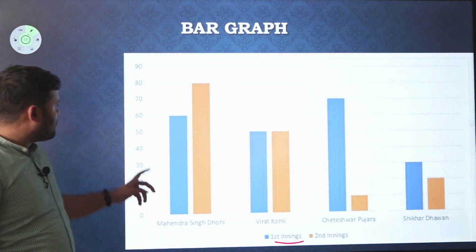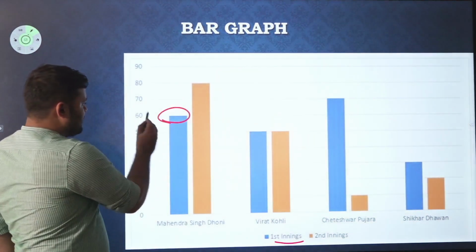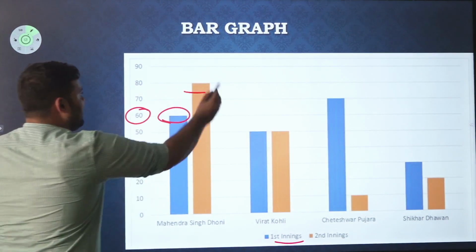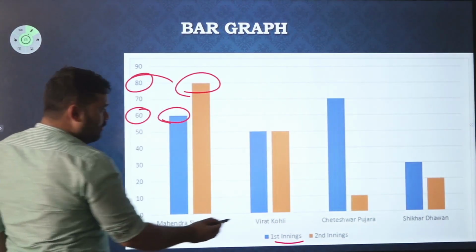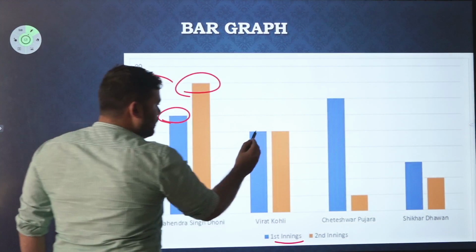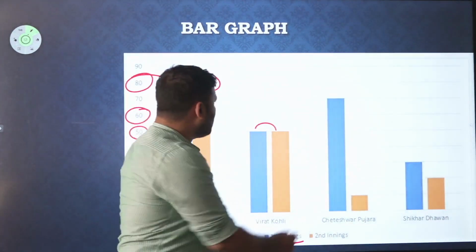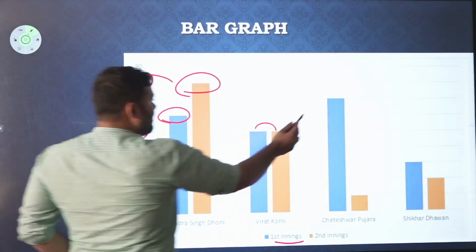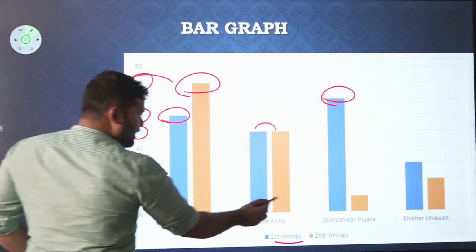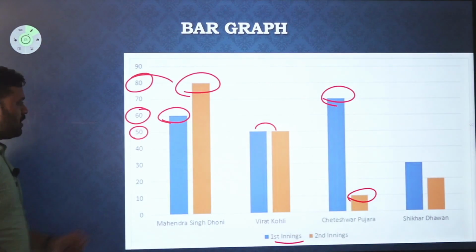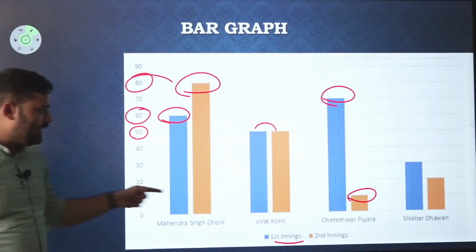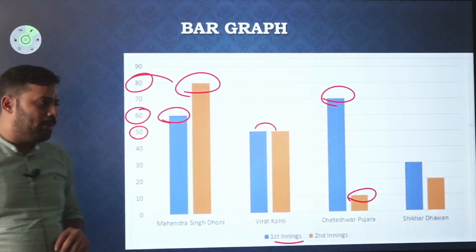MS Dhoni has scored 60 in his first innings and 80 in his second innings. However, Virat Kohli has scored 50 in both his innings, meaning he is a little more consistent. Then Cheteshwar Pujara has scored 70 in his first innings and 10 in his second innings. You can watch it here. You just need to correlate this line with the top of the bar.